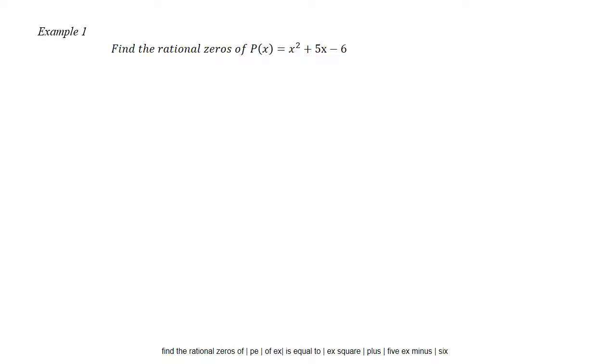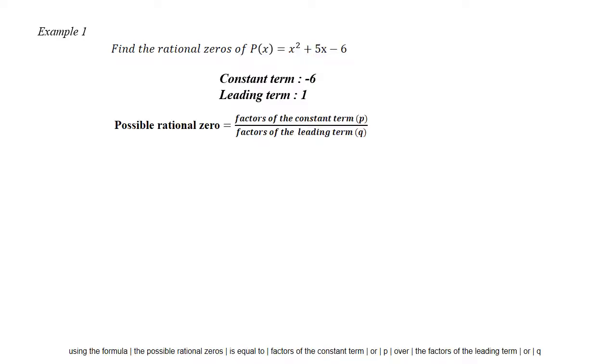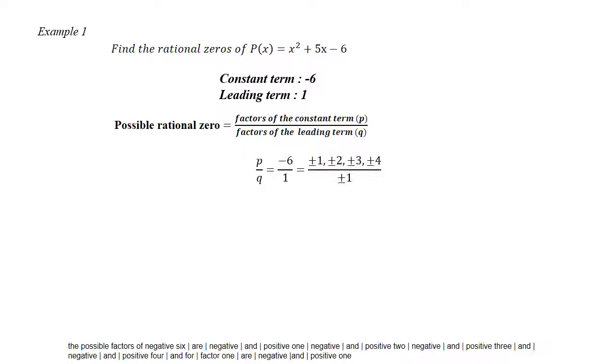Example number 1. Find the rational zeros of p of x is equal to x squared plus 5x minus 6. In the given equation, the constant term is -6 and the leading term is 1. Using the formula, the possible rational zeros is equal to the factors of the constant term, or p, over the factors of the leading term, or q. The possible factors of -6 are negative and positive 1, negative and positive 2, negative and positive 3, and negative and positive 6, and the factors of 1 are negative and positive 1.